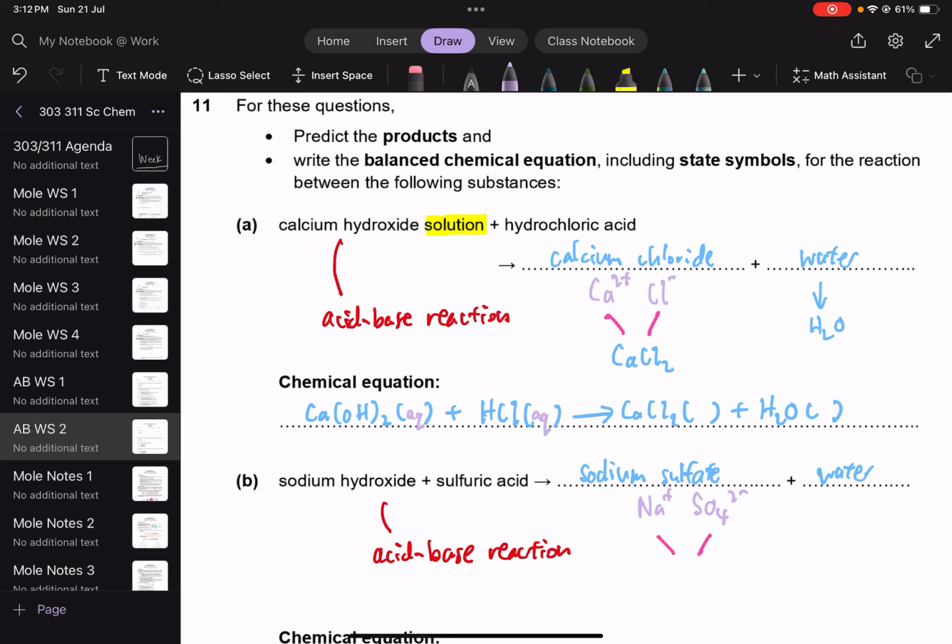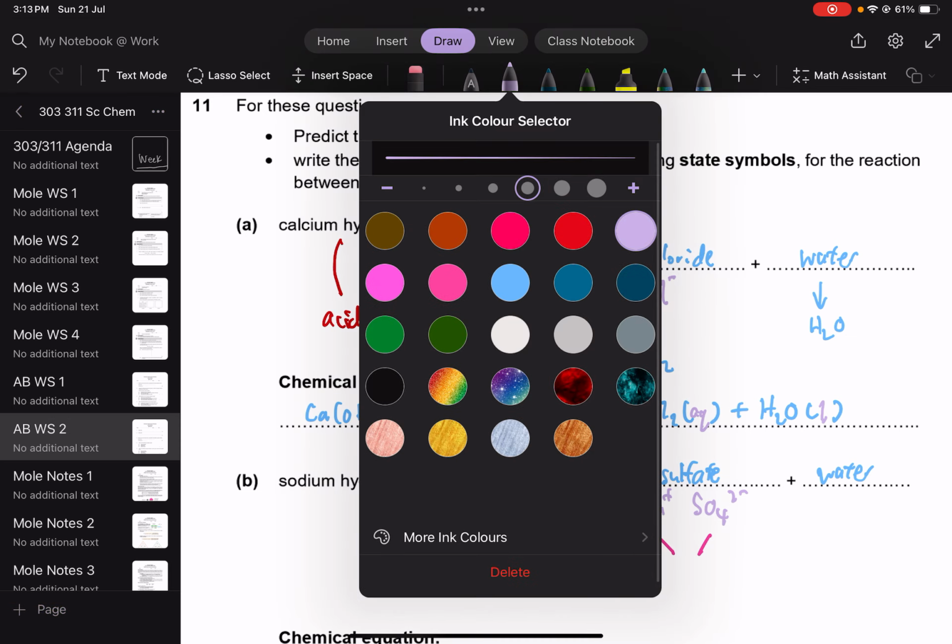And for calcium chloride, all chlorides are soluble except for silver and lead(II) chloride. So again, it's also aqueous here. And for water, the state symbol should be just liquid. So let's just put liquid. Alright, so now we have already settled the chemical formula of all the products and reactants and also the state symbols. So now let's proceed to balance this equation.